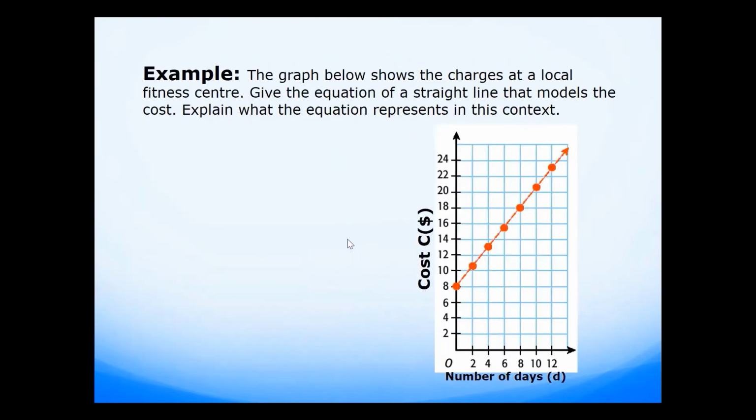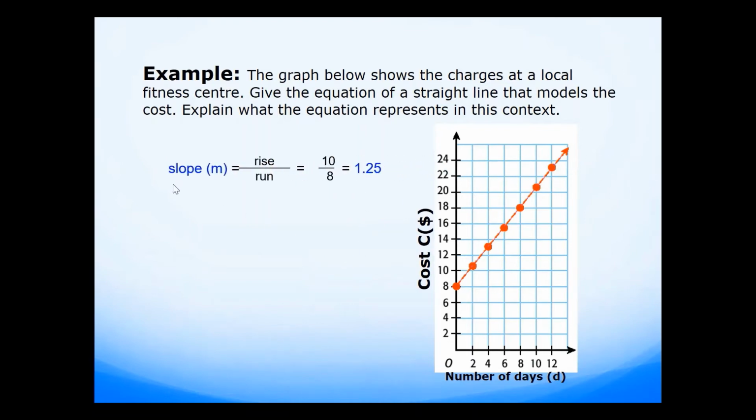What I would suggest is if you can just quickly pause this video and work it out yourself and then match the answer. So in this case, the graph below shows the charges at a local fitness center. Give the equation of a straight line that models the cost. And then the second part of the problem is explain what the equation represents in this context. So we've got the cost on the y-axis, and the number of days at the fitness center is across on the x-axis.